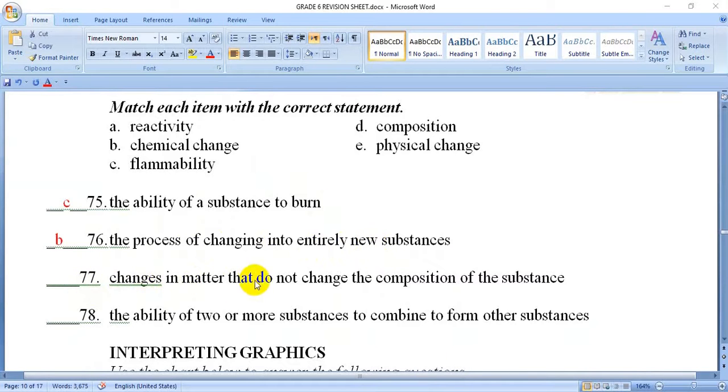So question 77. Changes in matter that do not change the composition. Composition means made of what, or the identity of the substance. It will be physical change, letter E. Next question, the ability of two or more substances to combine to form other substances. Yes, this is the ability of a substance to make a new substance. This is reactivity. So letter A.